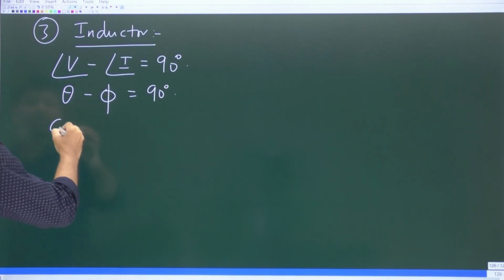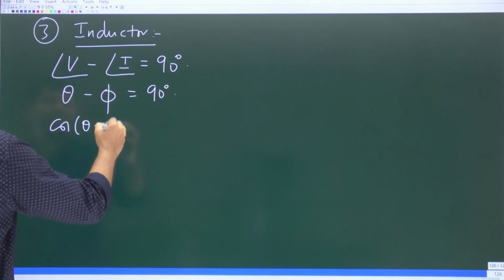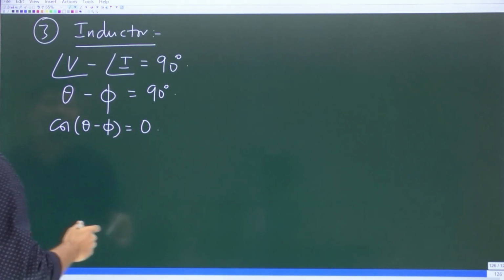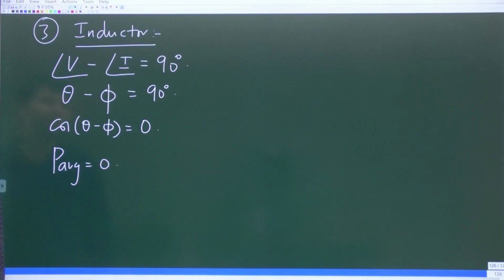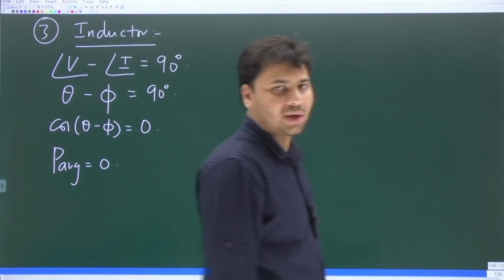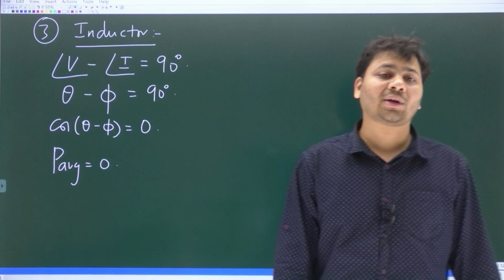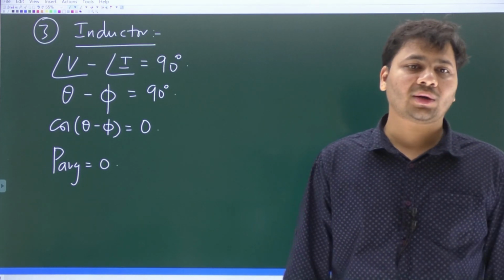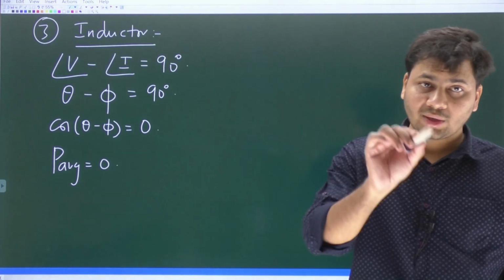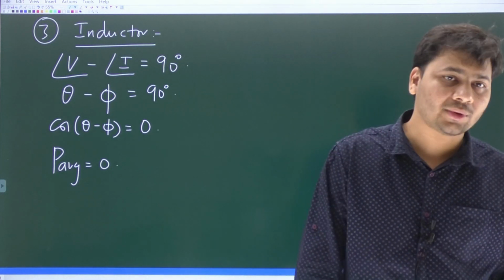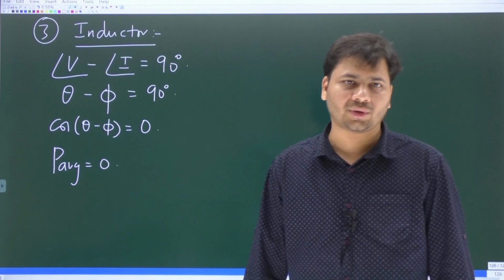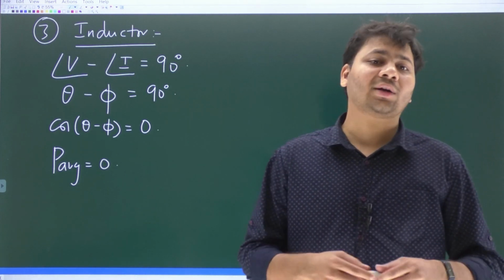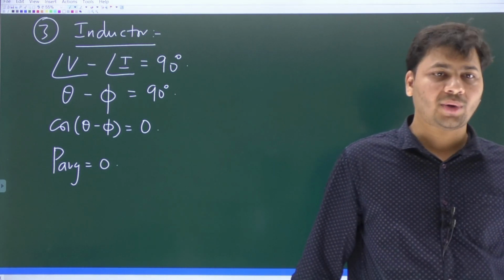Theta minus phi is 90 degrees. So once again, what is the cosine of theta minus phi? Will it not be 0? So if the cos of theta minus phi is 0, even the average power absorbed by the inductor is going to be 0. So for both the reactive elements, capacitor and inductor, the average power absorbed is 0. That is why we say reactive elements do not dissipate power.